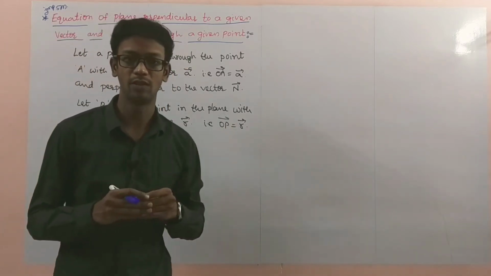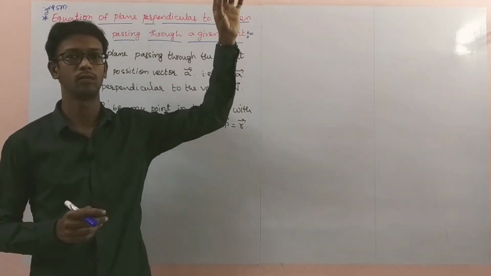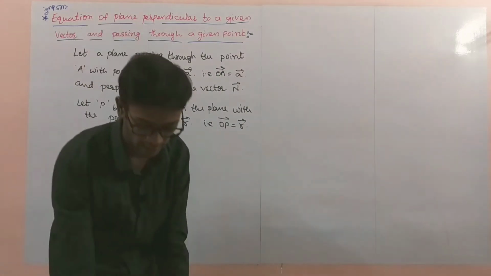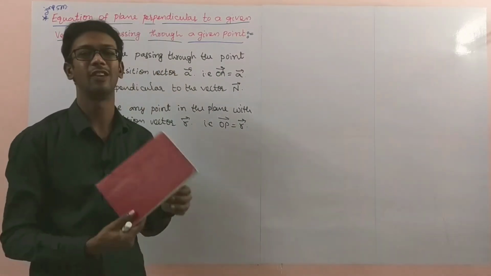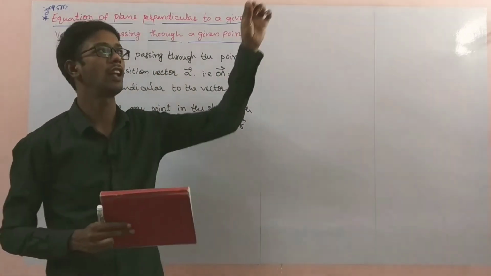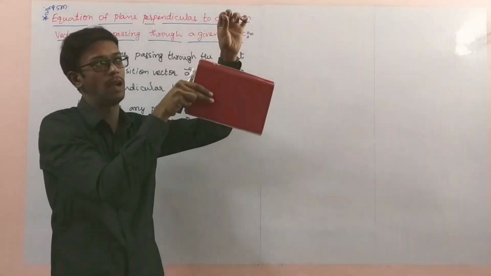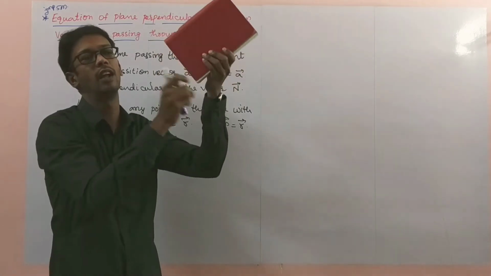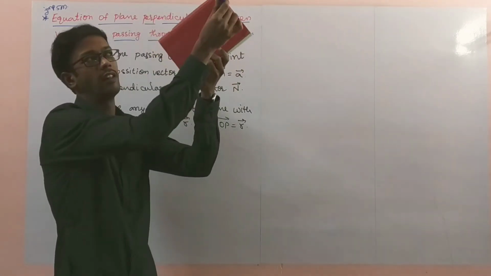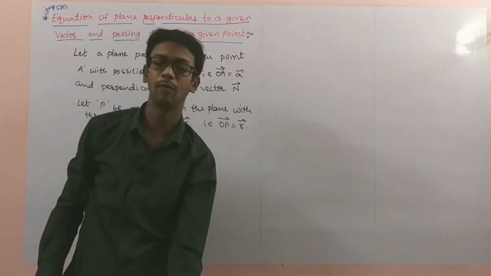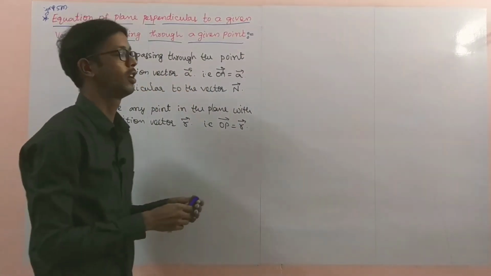Here you have to imagine a point in a space, and a plane passing through that point. For example, this is one plane, and here one point is there. The plane passing through that point and perpendicular to another vector. So we have to draw a diagram here; the diagram is very important.